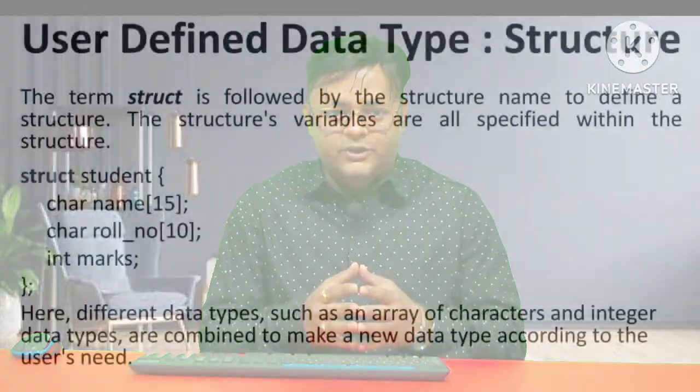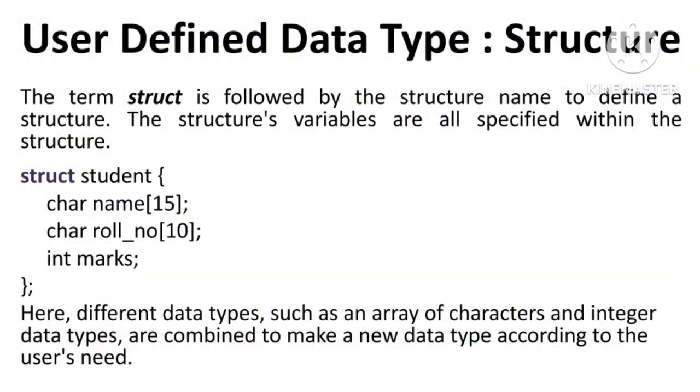The term struct is followed by the structure name to define a structure. The structure's variables are all specified within the structure. Look at this syntax: struct followed by the struct name, and inside the curly brackets there are some data types. Here different data types such as an array of characters and integer data types are combined to make a new data type according to the user's need.